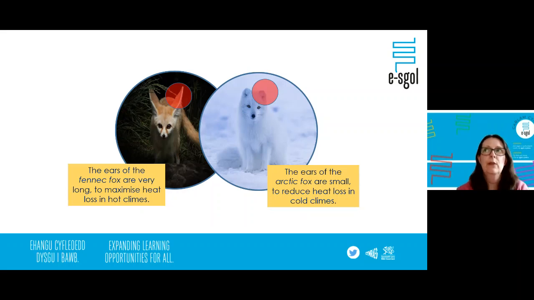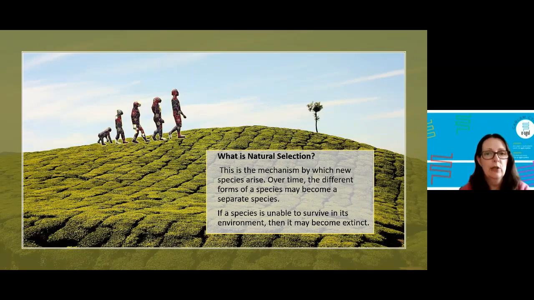So we mentioned briefly the idea of natural selection, and this is something that Charles Darwin put forward, and it's how new species arise over time. It's a natural process, different to genetic modification, where we are involved in that process, and it's how species may develop over time. And really critical of this, if a species cannot adapt and is unable to survive in its environment, then it becomes extinct.